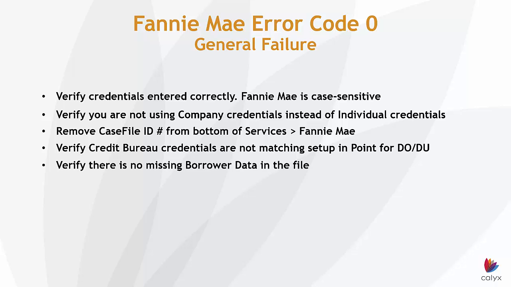Another step you can take is to go through your application and make sure that there's no missing borrower data. So I would recommend going into application section 1 through 9, going into the lender loan information page 1 and 2, and going over to your addendum and making sure that all that is filled out.